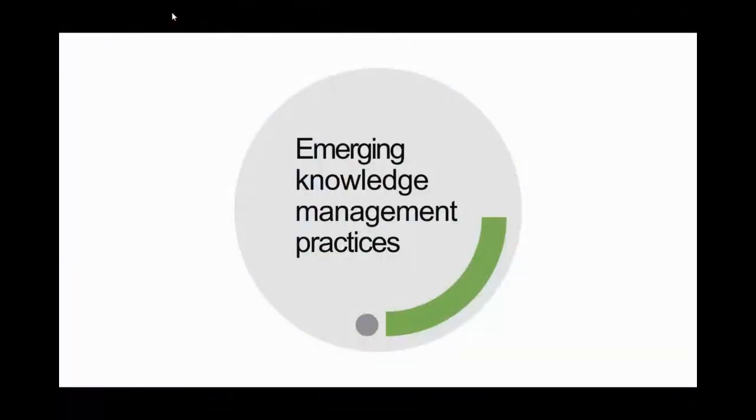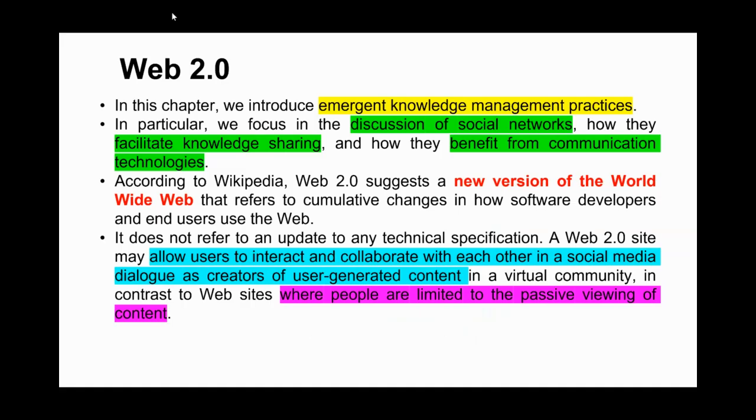So jumping into learning unit 4. Learning unit 3 we covered before your assignment, which is the last thing we went over. Here they are talking about Web 2.0, right? And we introduce emergent knowledge management practices. In practical, we focus on the discussion of social networks, how they facilitate knowledge sharing, and how they benefit from community technologies. Okay, so Web 2.0 is a new version of the World Wide Web.